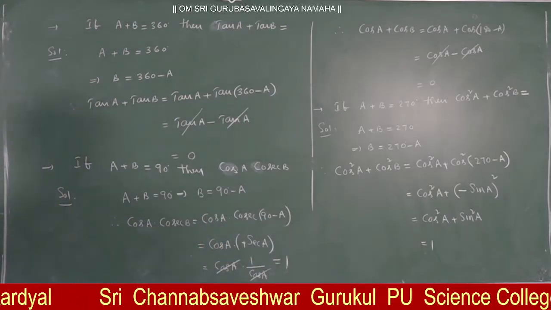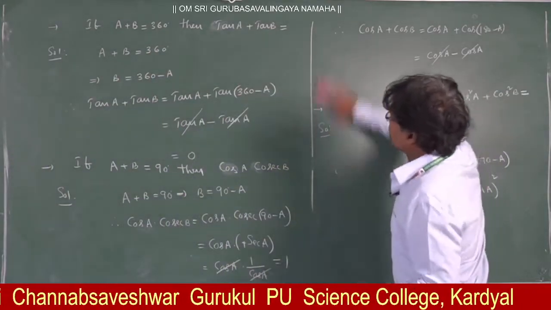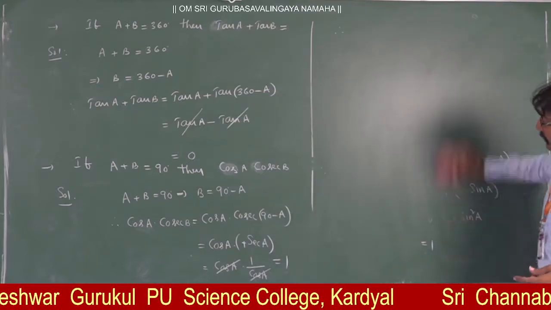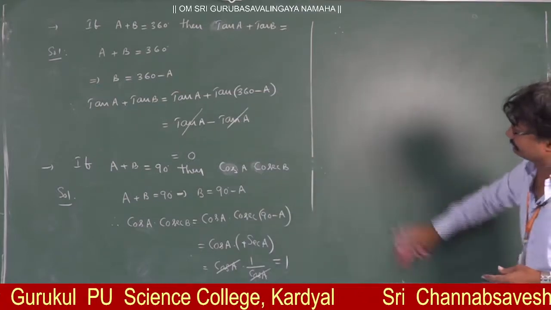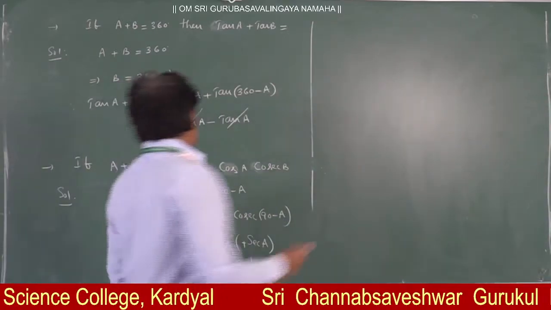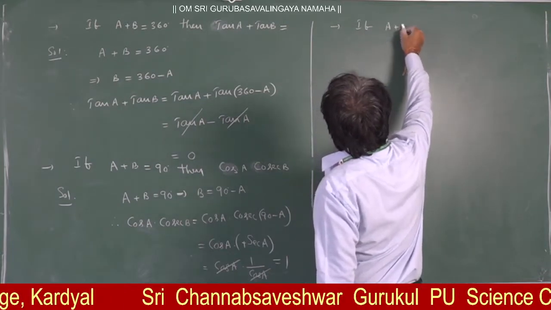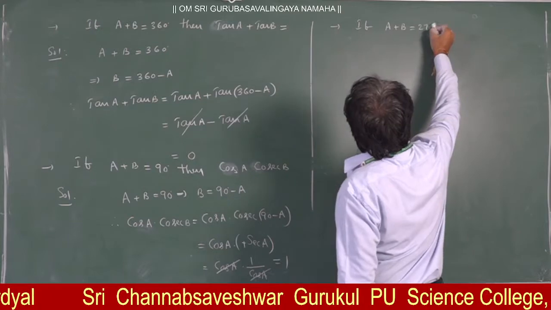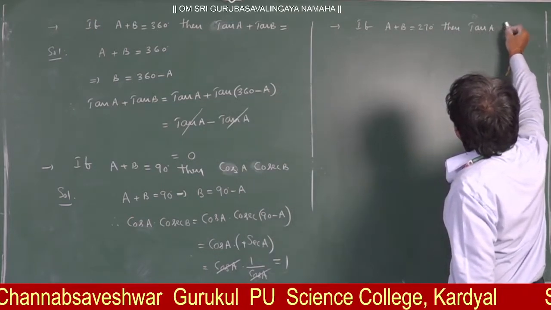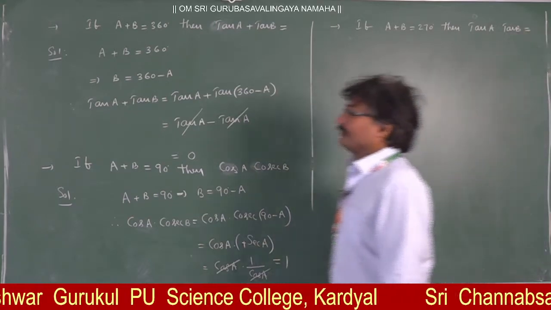Okay, now the next question. Depending on the product, I will explain two or three questions. If A plus B is equal to 270, then tan A into tan B is equal to what?